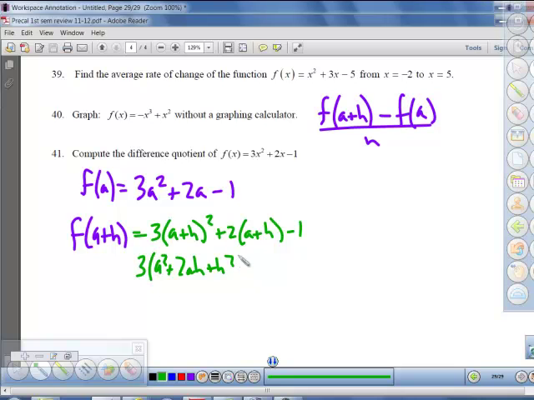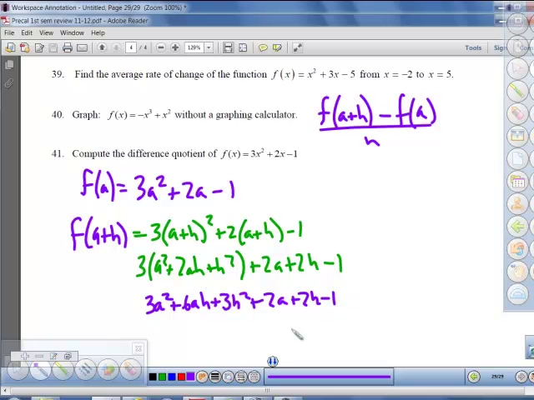Then I'm going to go ahead and distribute that. So that's going to be positive 2a plus 2h minus 1. Then I have to distribute that 3. So then f of a plus h will be 3a squared plus 6ah plus 3h squared plus 2a plus 2h minus 1. Okay? So now that's what this whole thing is. Now I have to subtract it, so I'm going to put minus, and I'm going to subtract everything from f of a, which is up here.